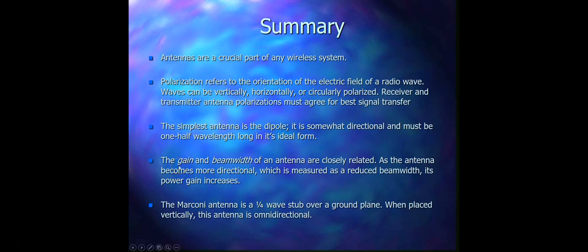The gain and beam width of an antenna are closely related. As the antenna becomes more directional, which is measured as a reduced beam width, its power gain increases. The Marconi antenna is a 1/4 wave stub over a ground plane. When placed vertically, this antenna is omnidirectional. So all these points we have already covered in the lecture, and now is the end of the lecture.